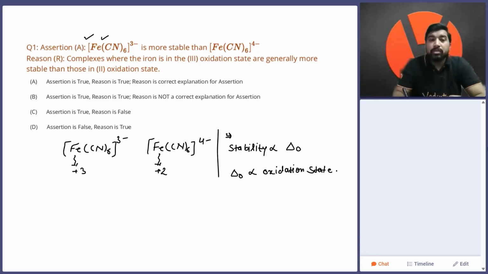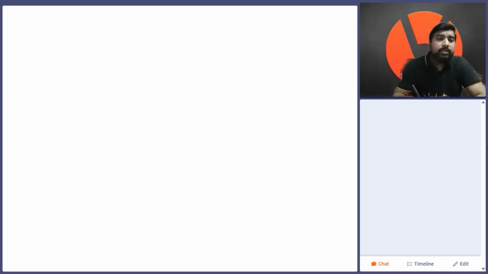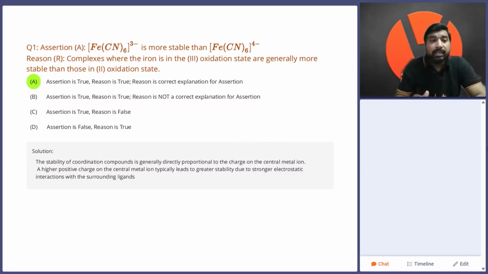So the assertion is right. If we talk about the reason, definitely the reason which is given is right and is a correct explanation for the assertion. So the assertion is true and the reason is true, and the reason is the correct explanation for the assertion, meaning the answer should be A. Let's cross check the answer. Definitely A is the right answer.